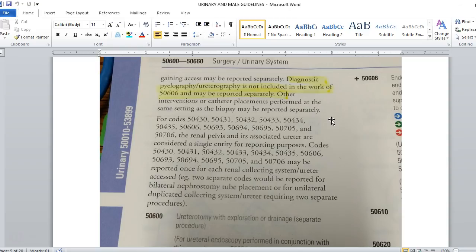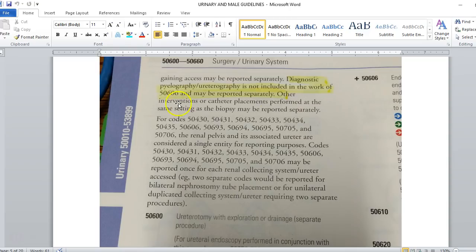So we could add an additional code. It goes on to tell us yet again that for these sets of codes, the renal pelvis and associated ureter are considered a single entity for reporting purposes. And again, a lot of times as you go through sections, you're going to see the same types of wording. And that's because if it's the same type of surgery in a slightly different area of the same system, a lot of times they'll use the same wording but different codes.